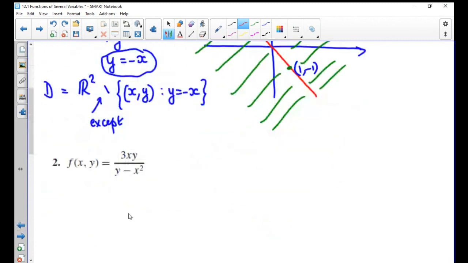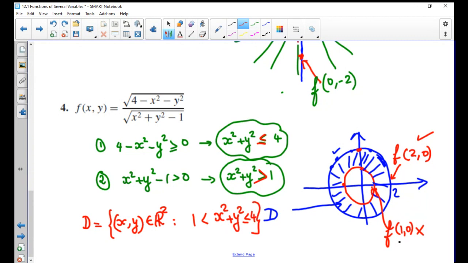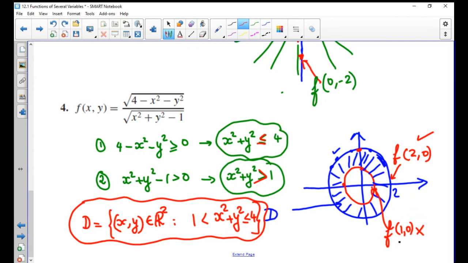Yes, Salah, less than 1 is not in the domain. So the domain is only between the two circles. So the domain, I can write it as all the points x, y in the plane R2 such that x squared plus y squared is greater than 1, but less than or equal to 4, like this. So you can write the domain like this, which means it's just between the two circles.